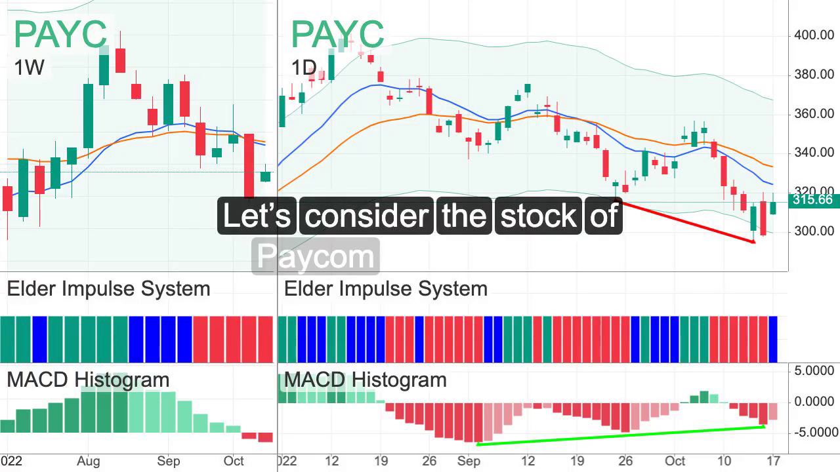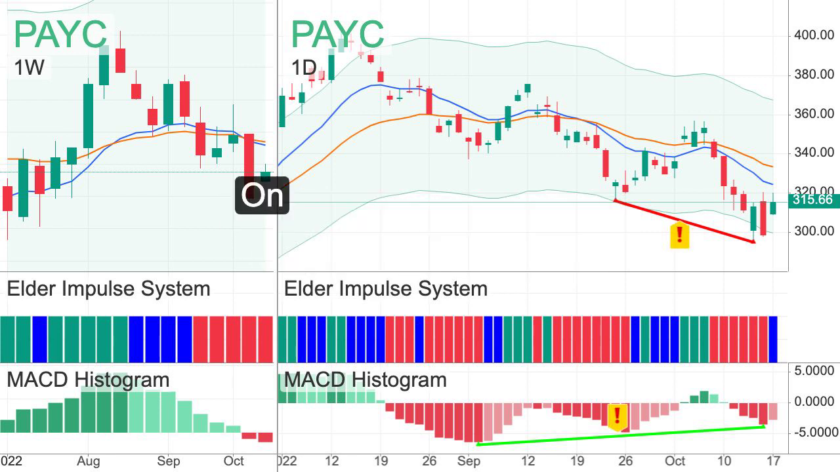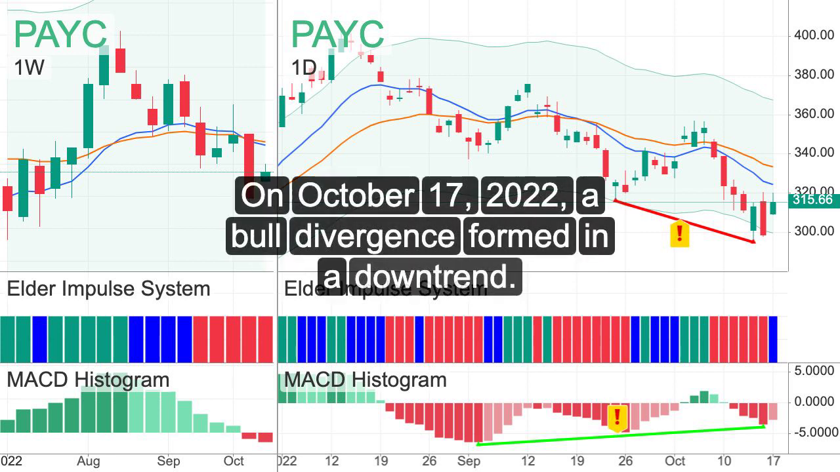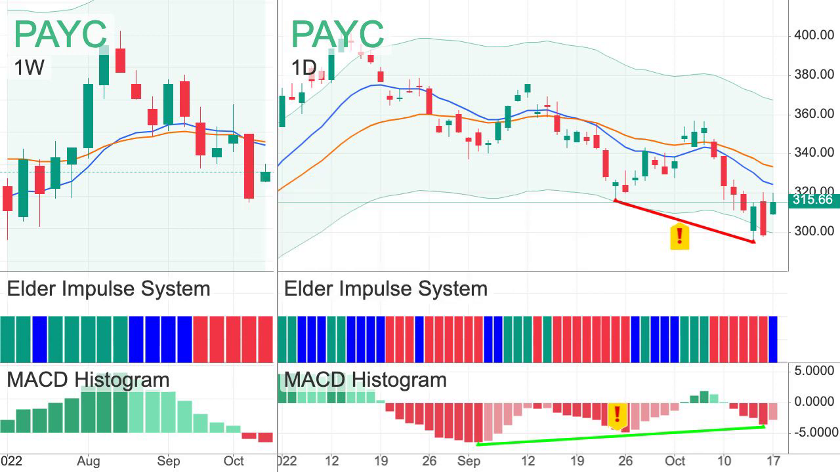Let's consider the stock of Paycom Software Inc. On October 17, 2022, a bull divergence formed in a downtrend. This is a strong buy signal. There is a first light bar on the histogram. Are you ready to submit a buy order?